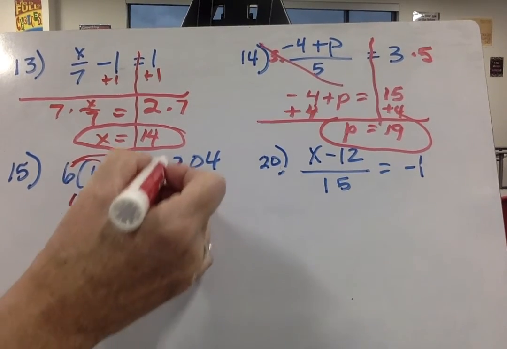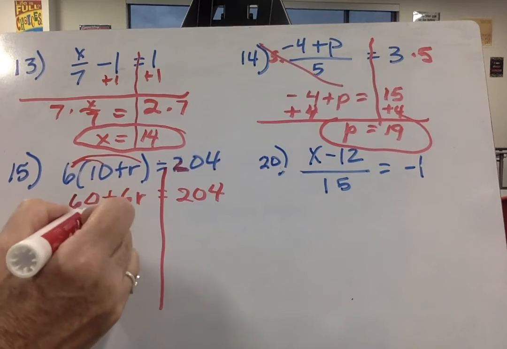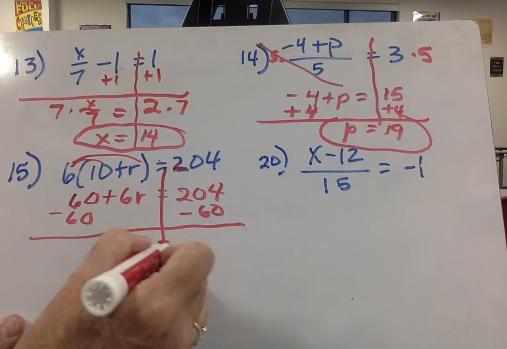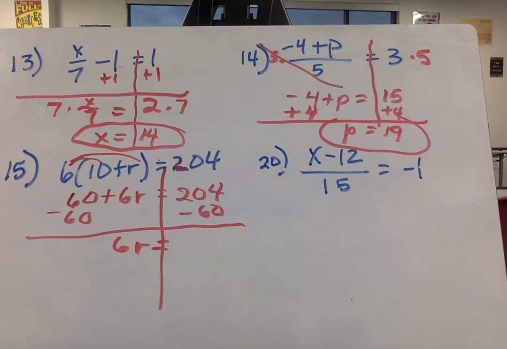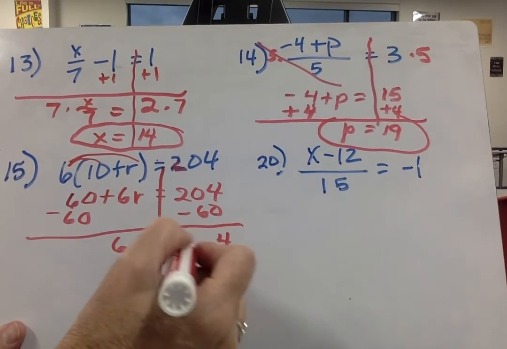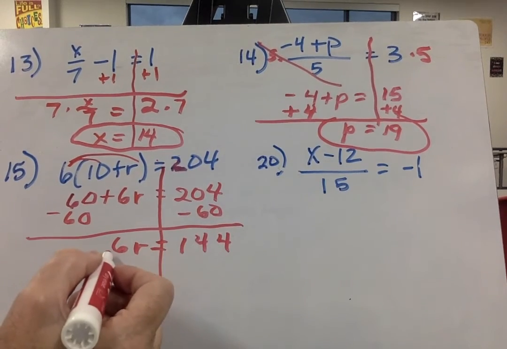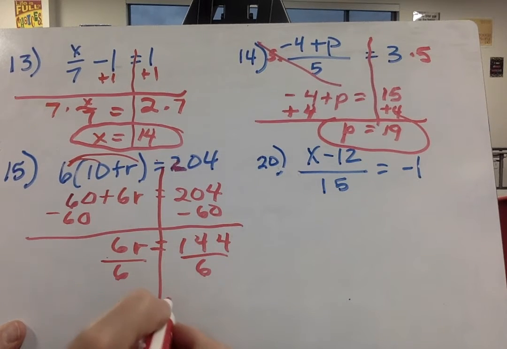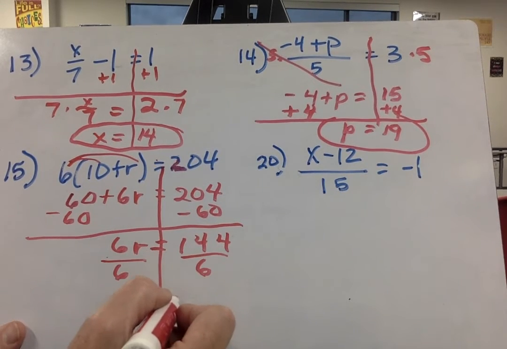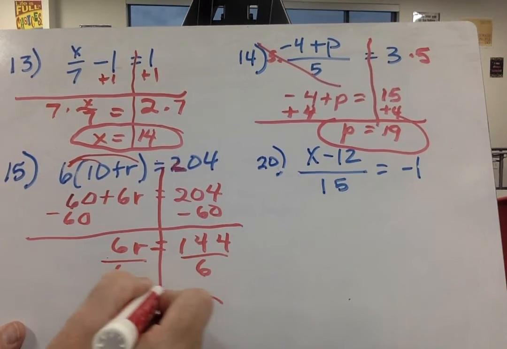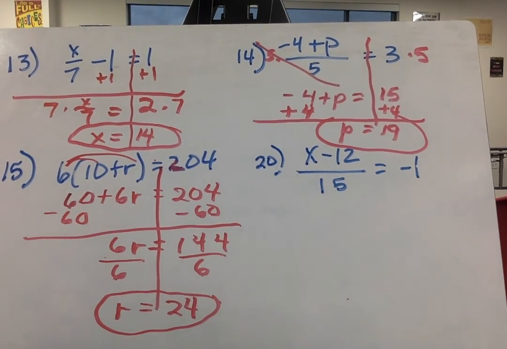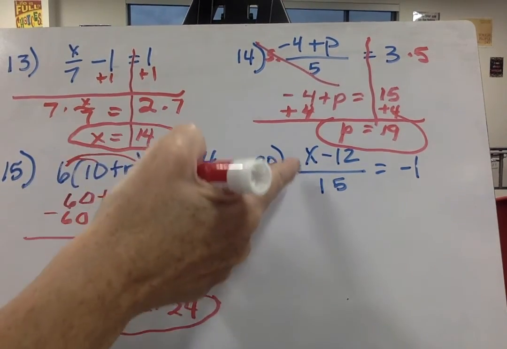Then we have to get rid of this 60. So we go -60. So 204 minus 60 is 144. And then this is 6 times r, so we divide by 6. Handy dandy calculator. r is 24.